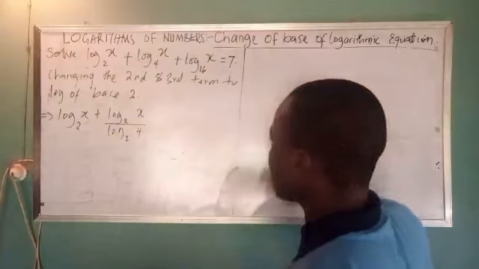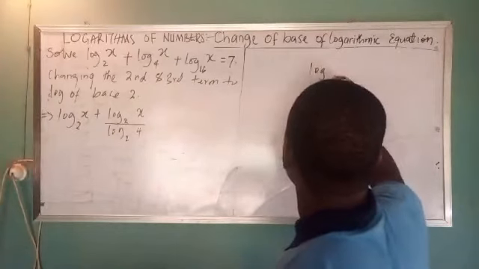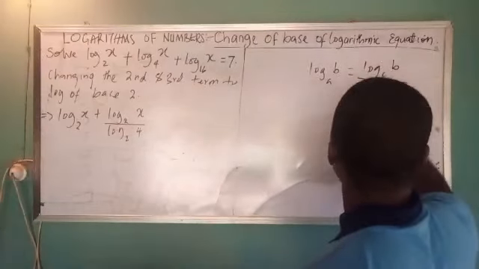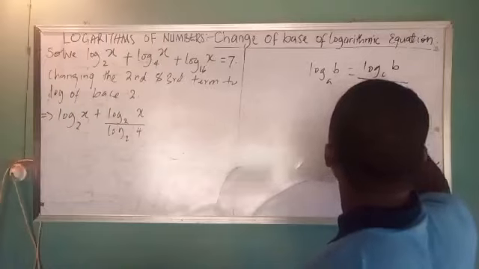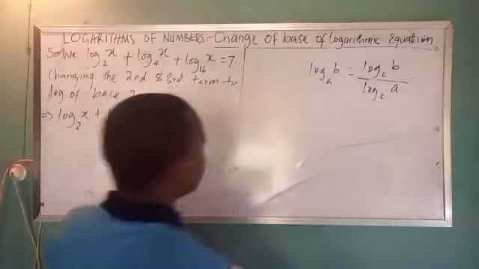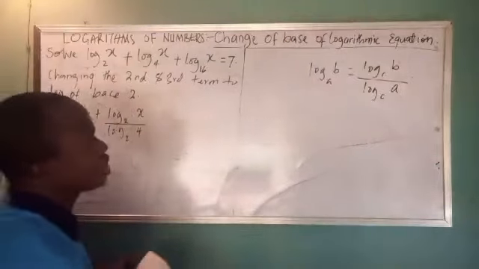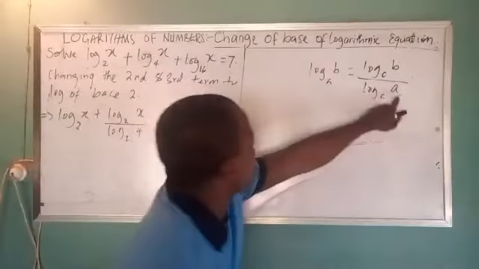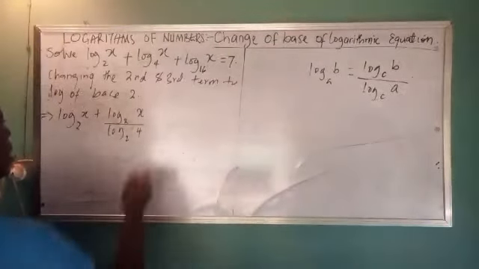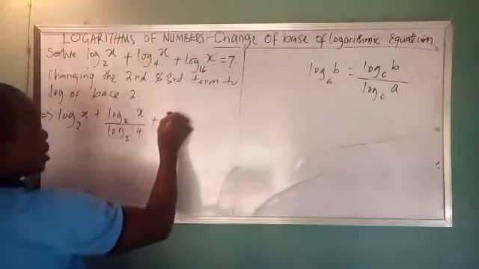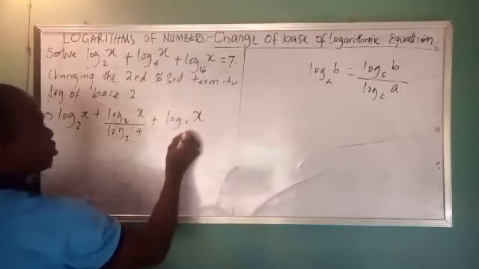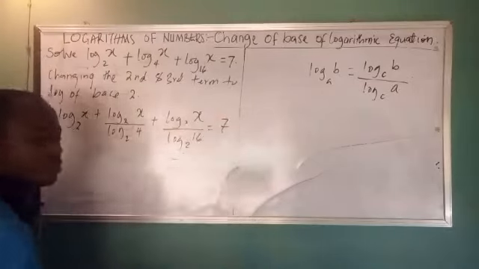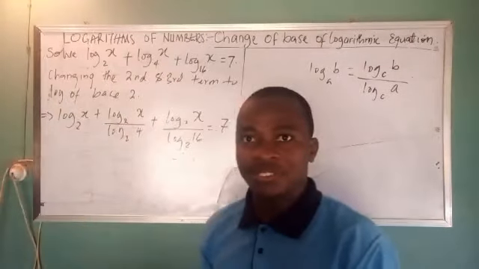That is, if you have log B to base A and you want to change to C, it will be log B to base C over log A to base C. This is the formula here. So now you can see our C is 2 here. B is x, and A is 4 here. Are you getting it? Plus, for this one also we have log x base 2 over log 16 base 2, which is equal to 7.